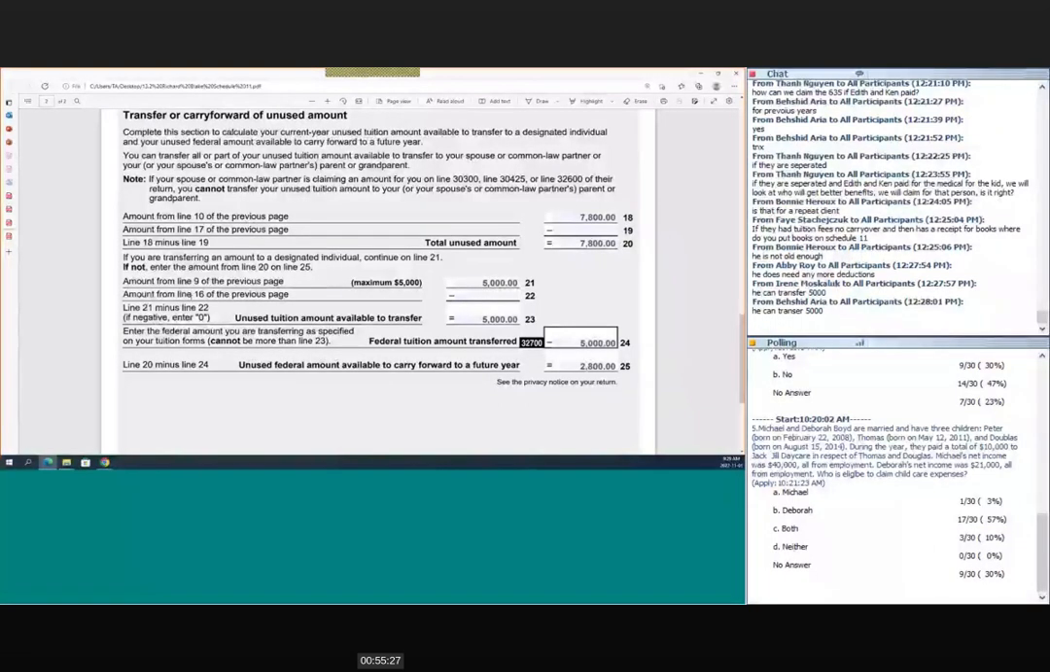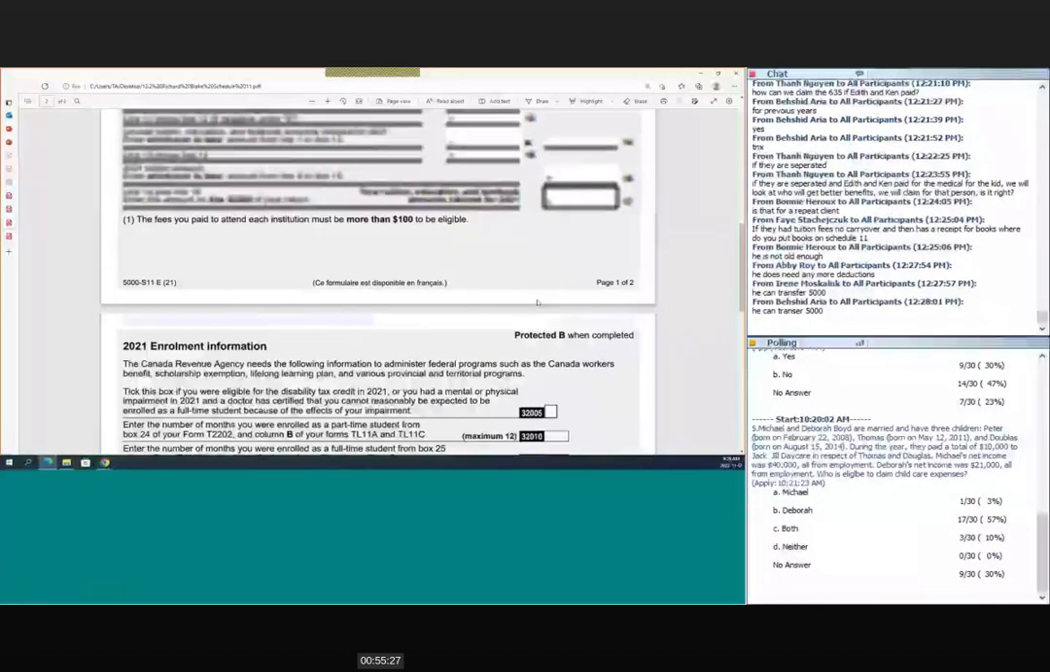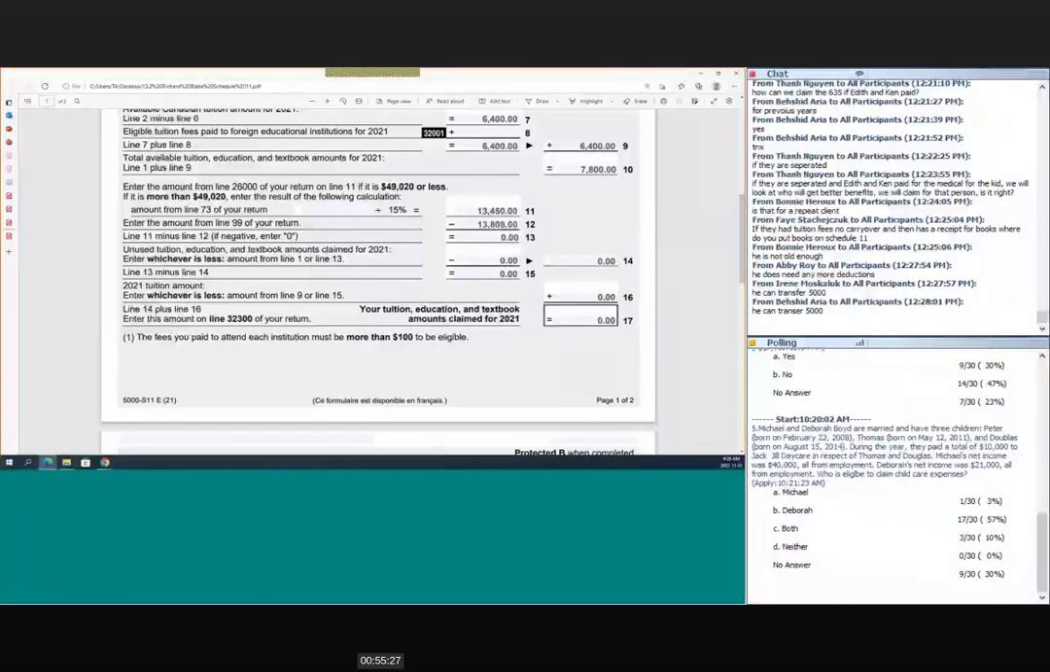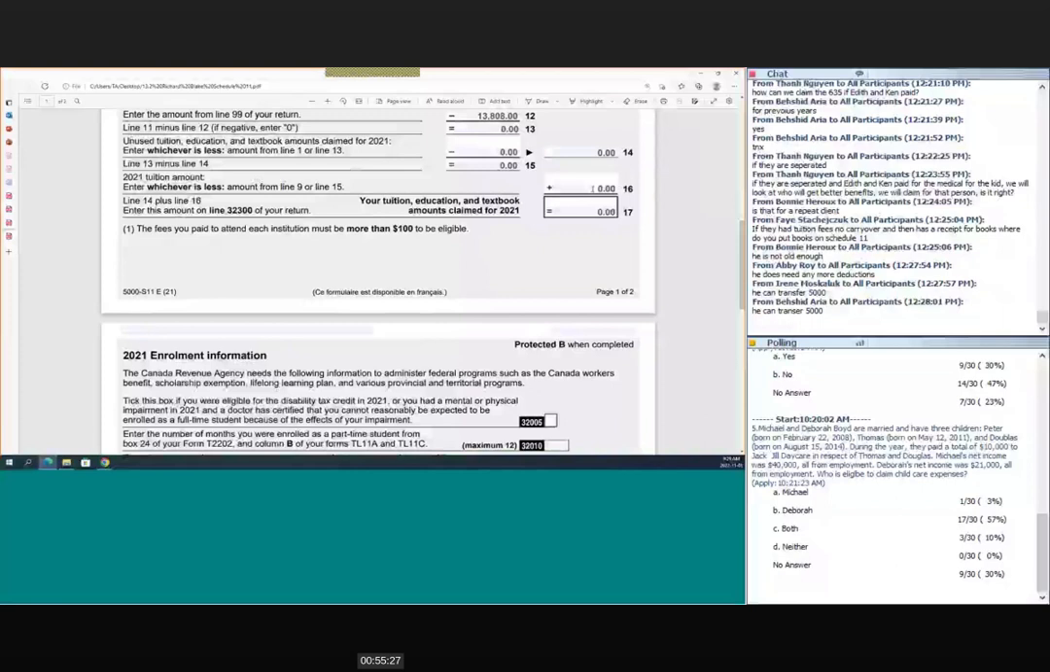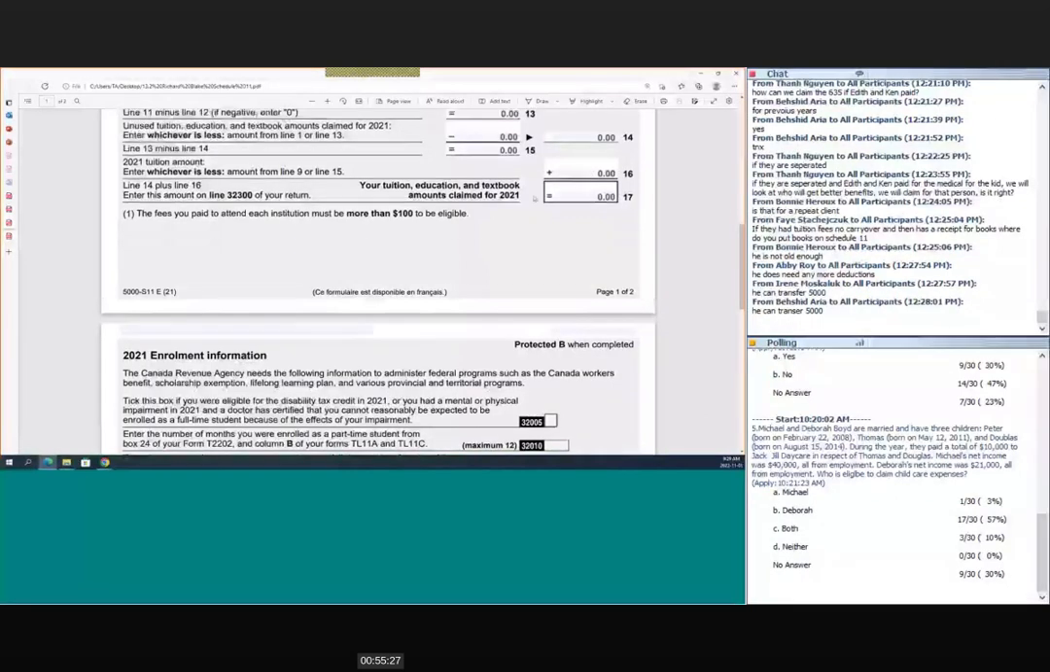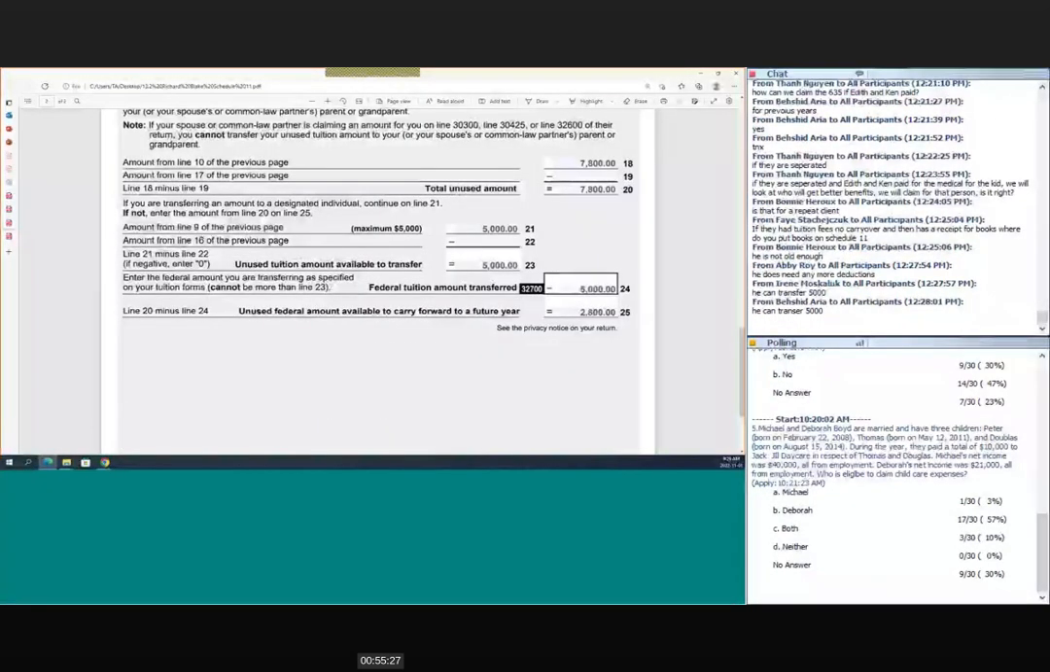Then the amount from line 16 of the previous page. This would be the amount that the student had to claim. So let's go to line 16, and we determined that he doesn't have to claim any. This could be a number. A student may have to use some of it, but in this case it's zero. So that means there is fully $5,000 available to be transferred.